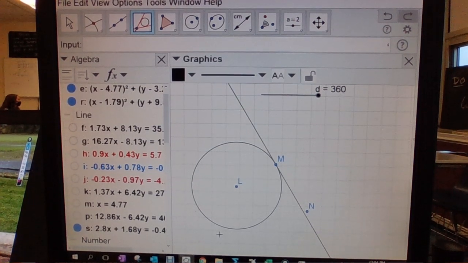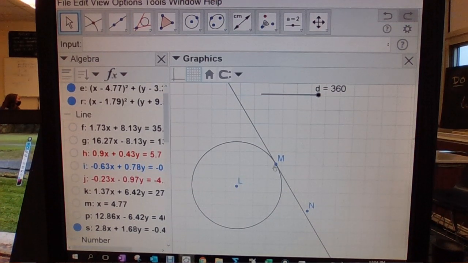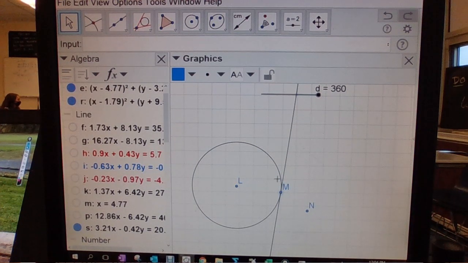And that's that one line. So the one I chose was a little bit off, if you look where N was. That line right there is referred to as a tangent line. Okay? When a circle and a line touch one time and one time only, they're referred to as tangent to one another. Okay? Have you guys ever heard of the word tangible?